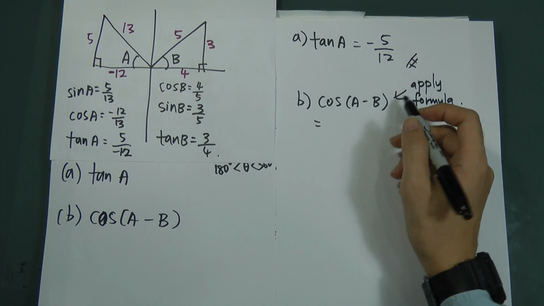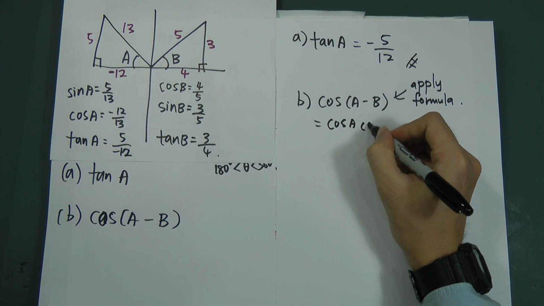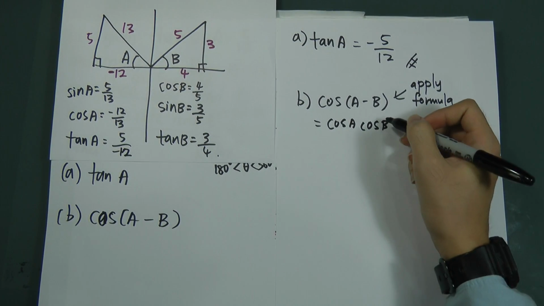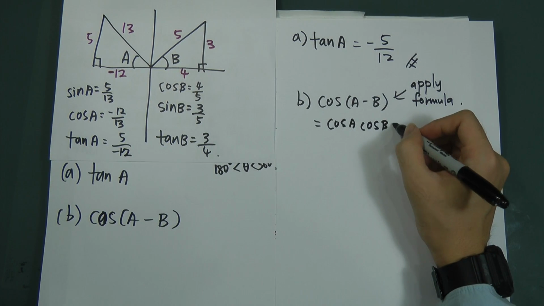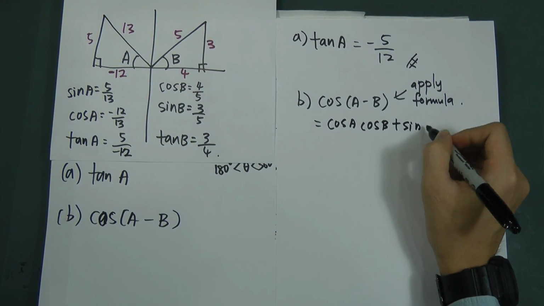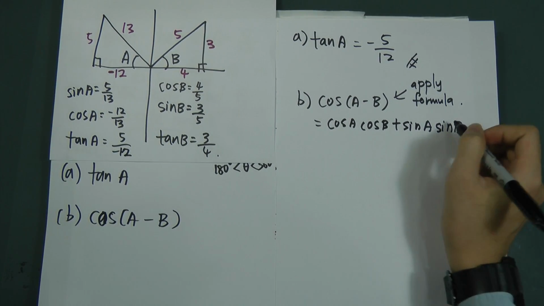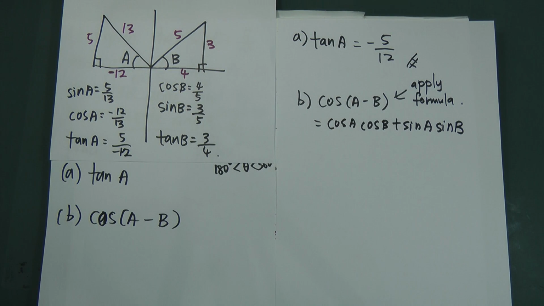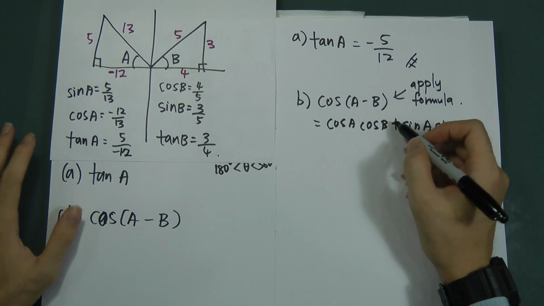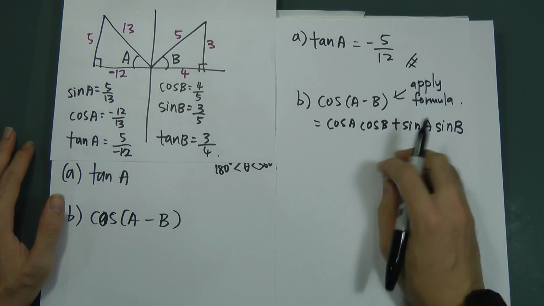So what is cos(A minus B)? It equals cos A cos B, and here is minus, then here is plus, plus sin A sin B. Just memorize the formula for cos(A minus B): cos A cos B plus sin A sin B. Because here is minus, here will be plus. If here is plus, here will be minus. Only cos is a bit different.